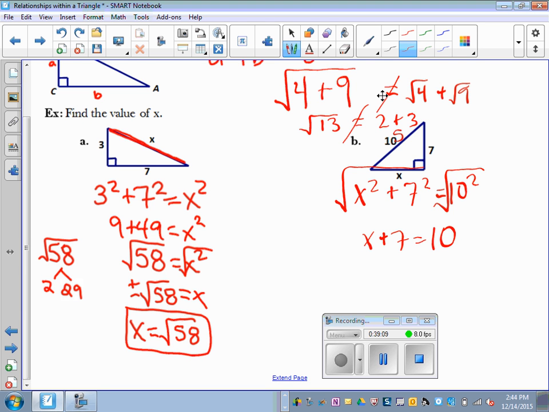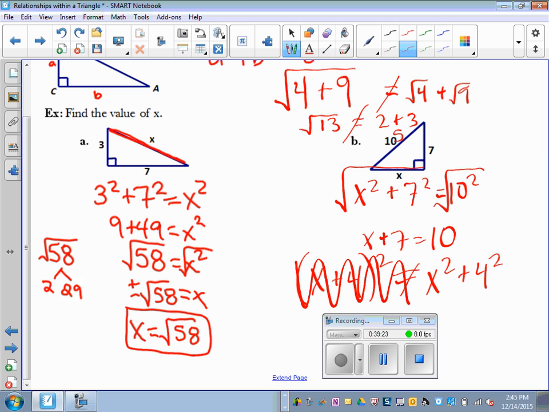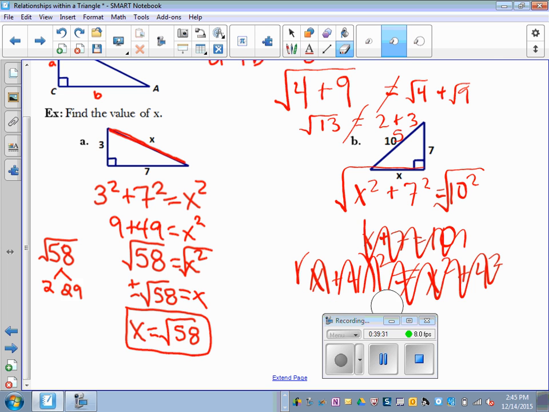Thus, you cannot break up that operation of addition and subtraction. Just like if I had x plus 4 squared, that is not x squared plus 4 squared. It's not a linear function. Do not do that. Do not do this. You make my blood boil when you do that. So do not do those things.